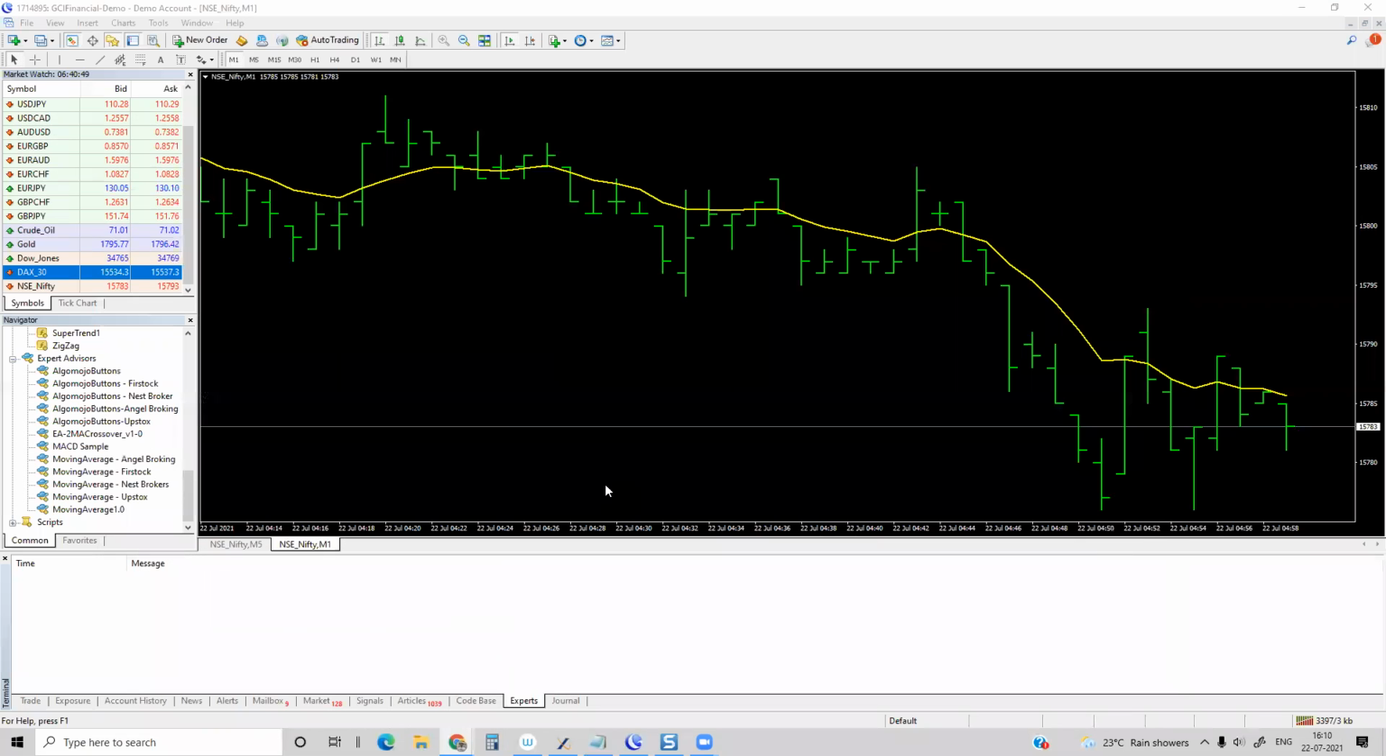And particularly in today's case, here is the MT4 platform. If you ask me what the MT4 platform is and how I can connect it with Algomojo, that is a very simple thing that I want to explain here. So it's going to be a very short session.